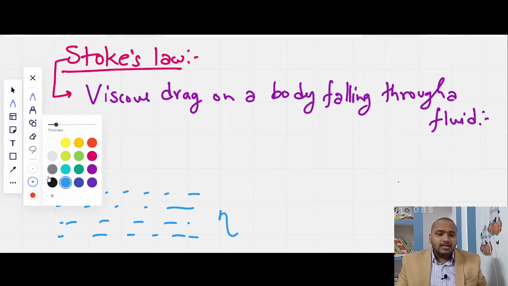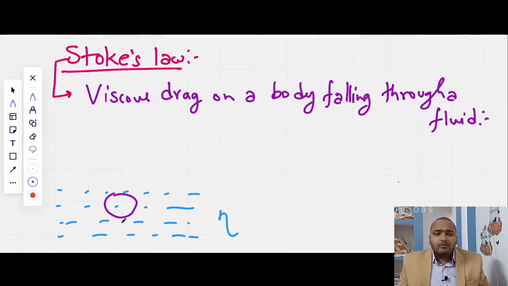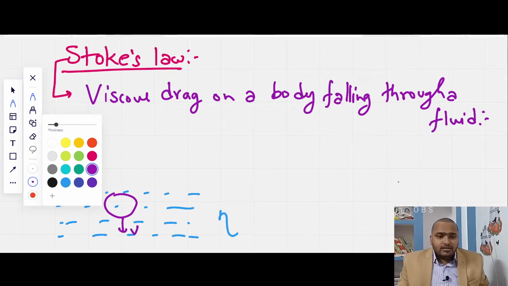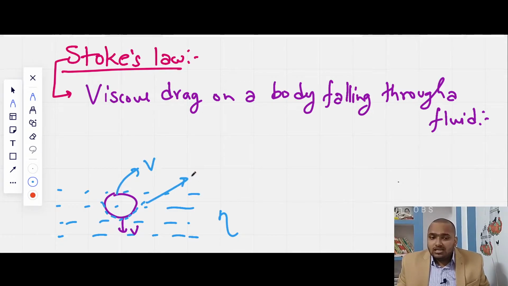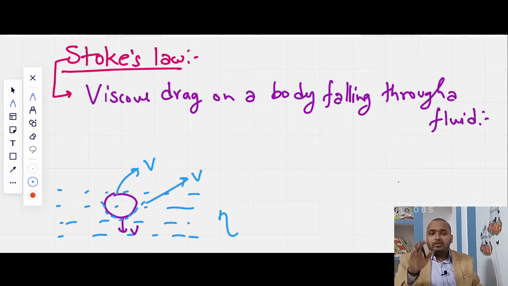Now let us take a body which moves downward with velocity v. Now I have a question. The layer which is very close to this object, what will be the velocity of this layer? If the velocity of the object is v, then the velocity of this layer is also v. And the layer which is very far away from this object, let us take that this layer is in rest condition.